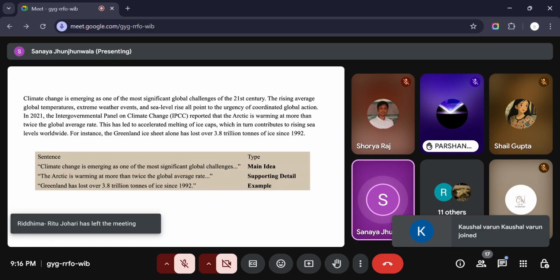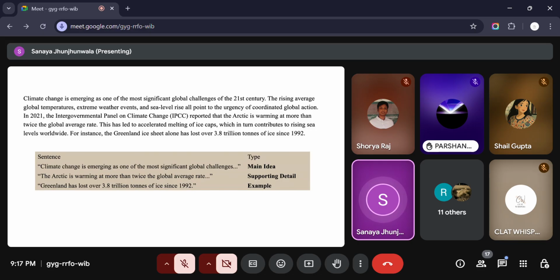So in this passage, you have to identify the sentence which is the main idea. So over here, if you read the first sentence only, climate change is emerging as one of the most significant global challenges of the 21st century. And then supporting details: you have the Arctic is warming at more than twice the global average rate. Then you have this has led to accelerated melting of ice caps. These are all supporting details. And then there's an example as well, that Greenland has lost over 3.8 trillion tons of ice since 1992.